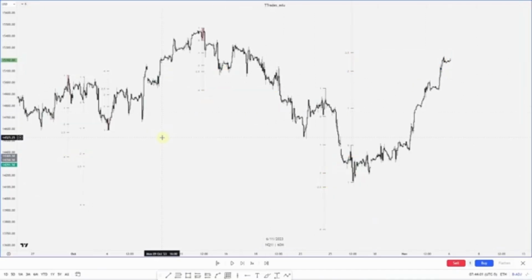So I hope in this example you saw that I can project manipulation legs out to give me targets. Using PD arrays, I can add to those targets. And then using multiple projections, I can add to the confluence. For example, when the -4 from one projection lines up with the -2 to -2.5 of another projection.